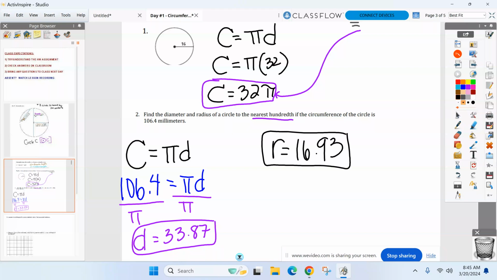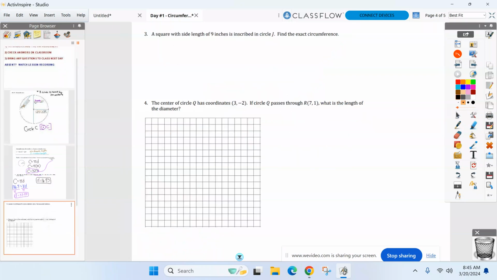Questions? Dividing by pi. All right, talk about the square. There's a vocabulary term up there we have not talked about in quite a long time. Inscribed.